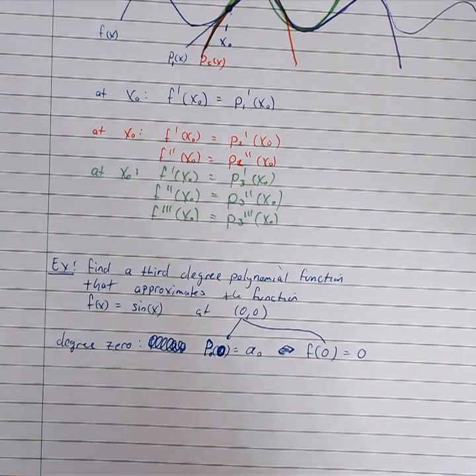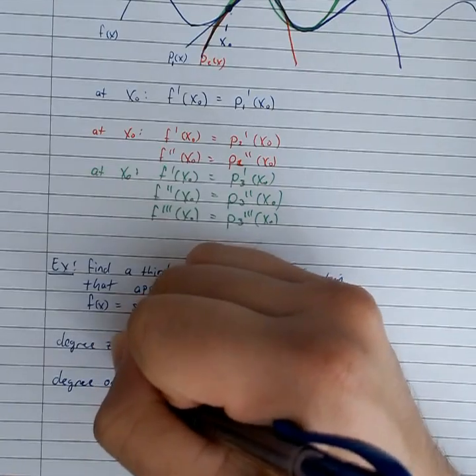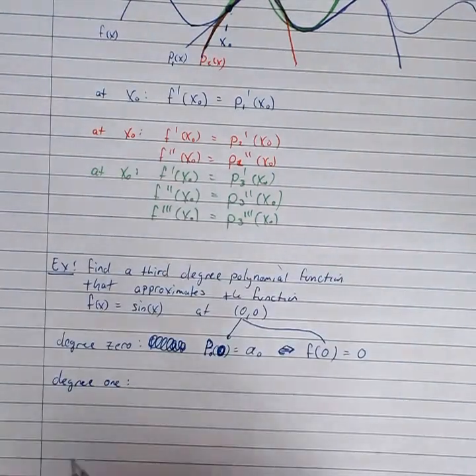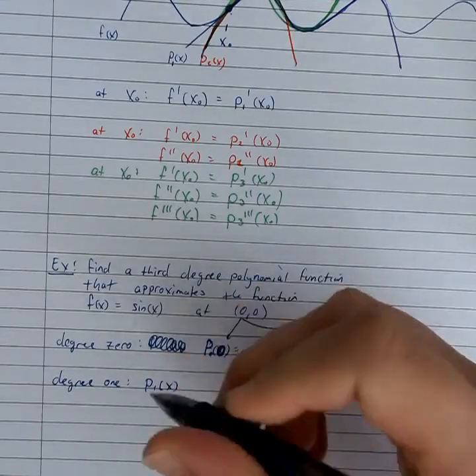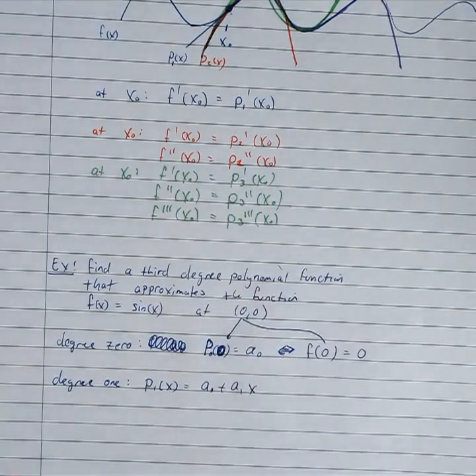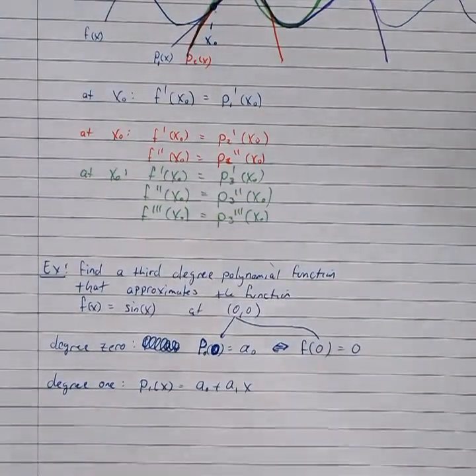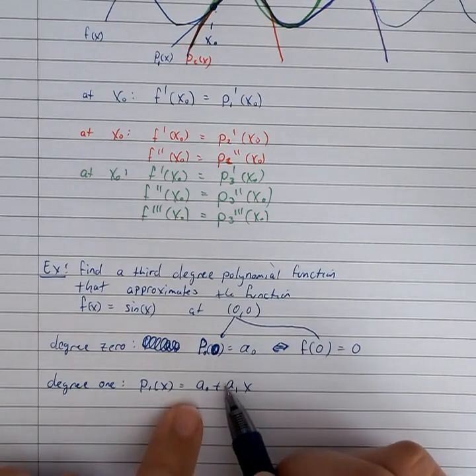No big deal. All right, now let's talk about degree 1. Well, that's going to be a linear equation. So here we want p1 of x is equal to a sub 0 plus a sub 1x, just like that. Well, notice that's just the slope of the tangent line, right here, the slope of the tangent line.